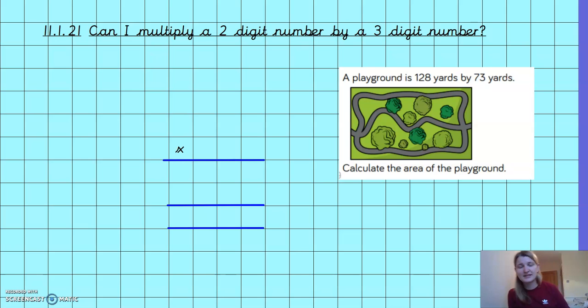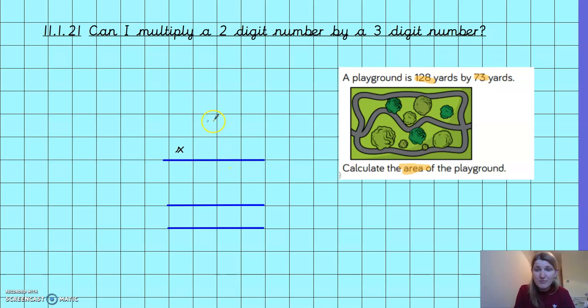Exactly the same method. Okay, so a playground is 128 yards by 73 yards. Calculate the area of the playground. Now, that word area is a big clue here. Again, I would highlight my numbers. And I've got the word area. Now remember, what is area? Area is the space within, so like the space something takes up, the area inside the shape, and we find that by multiplying. What two numbers are we going to multiply? You got it, 128 by 73.